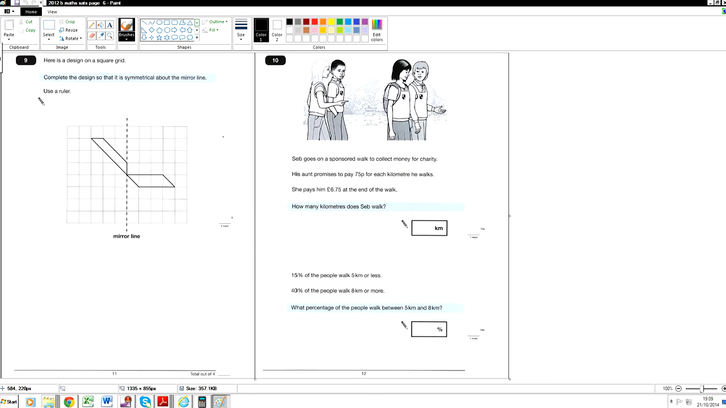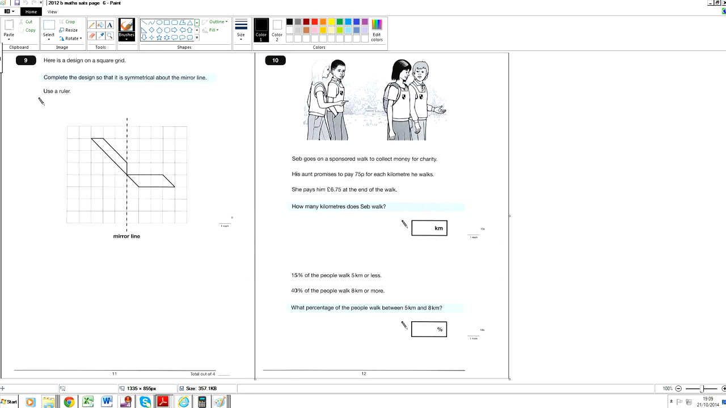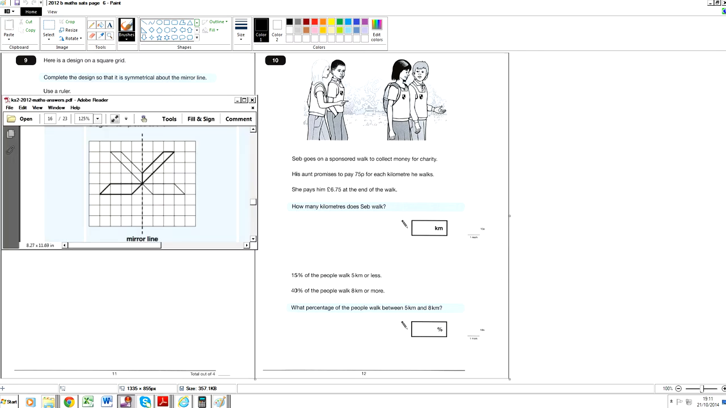Okay, question number 9. Complete the design so that it is symmetrical about the mirror line. Okay, this is what you're supposed to get for the answer, folks. Here's what we've done earlier. Can we see that? That's the answer. I'm going to move this over now to the side.